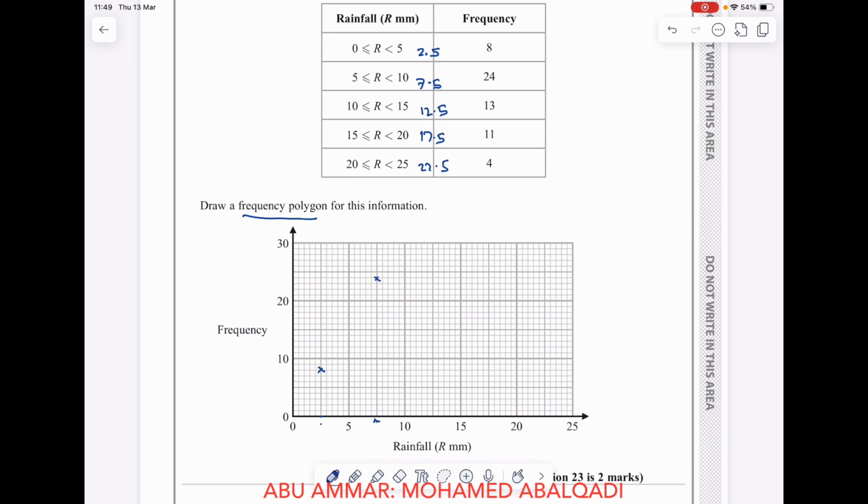Our third point will be 12.5 and 13, which will be here. Our next point is 17.5 and 11, which will be here. Our last point will be 22.5 and 4, which will be here. The next thing is to join these points together with a ruler to make sure you have straight lines. And that is our frequency polygon. So don't forget to use a ruler to draw straight lines.